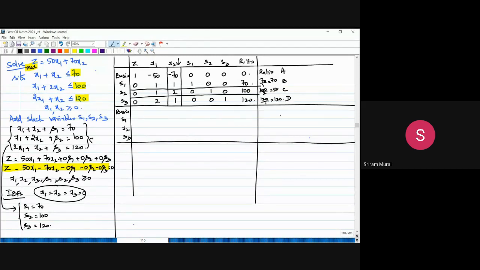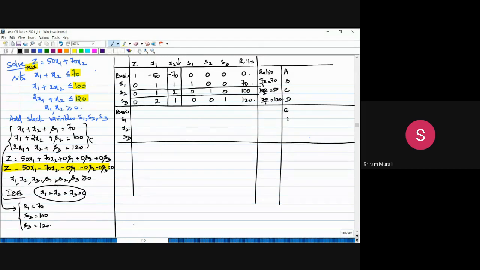A, B, C, D. So basis y per x2 is king. Why are we taking X2? What is the least negative in the basis row? Minus 70, s2. That is why we are taking it. So this is my A, B, C, and then D.